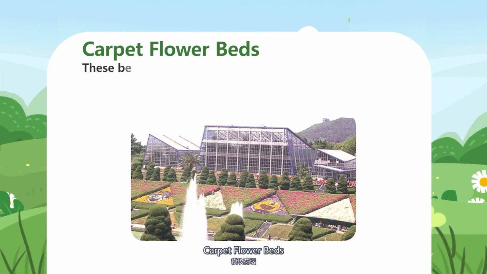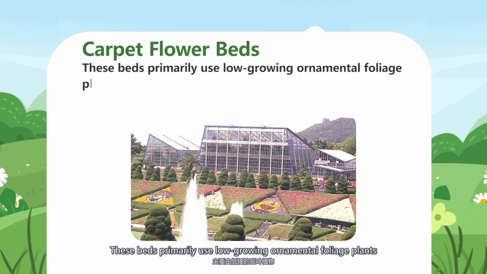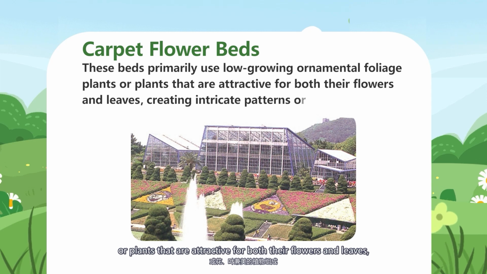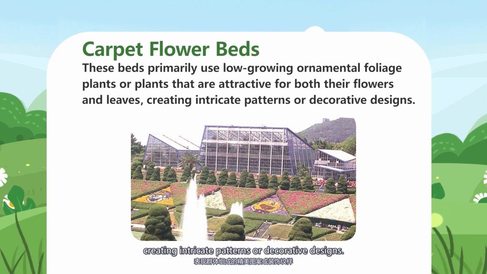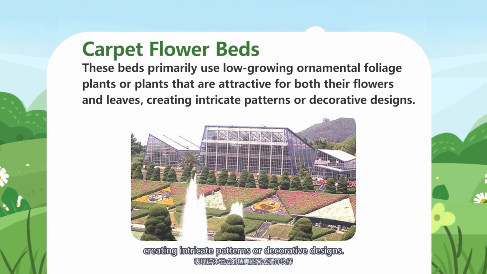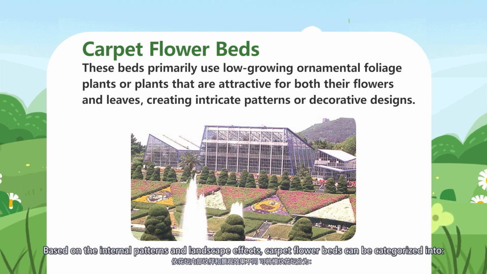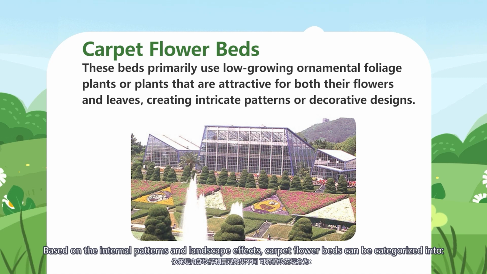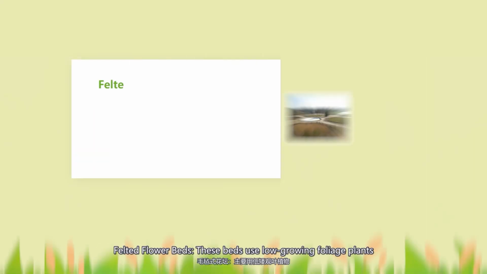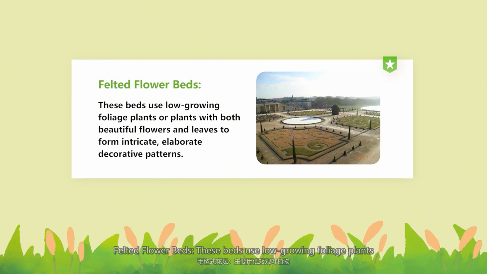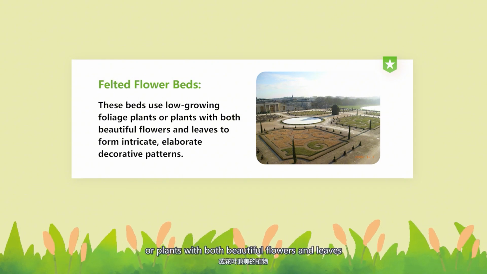Carpet flower beds. These beds primarily use low-growing ornamental foliage plants, or plants that are attractive for both their flowers and leaves, creating intricate patterns or decorative designs. Based on the internal patterns and landscape effects, carpet flower beds can be categorized into felted flower beds. These beds use low-growing foliage plants, or plants with both beautiful flowers and leaves, to form intricate, elaborate decorative patterns.